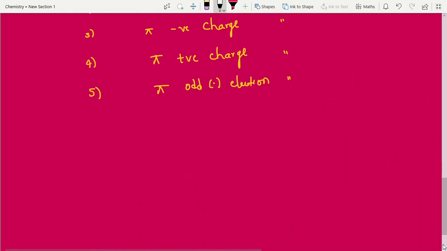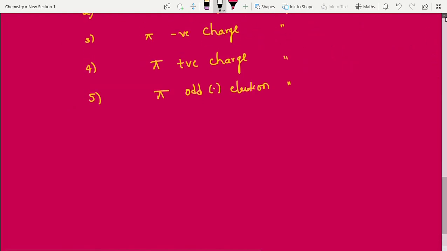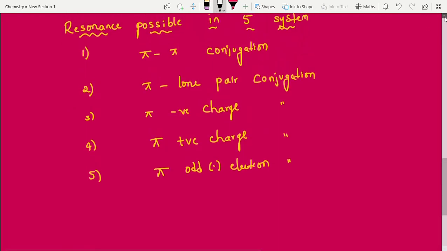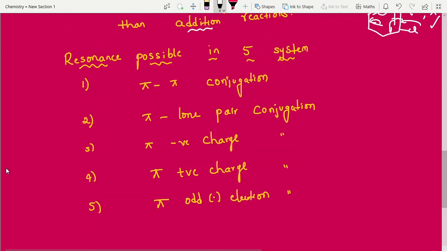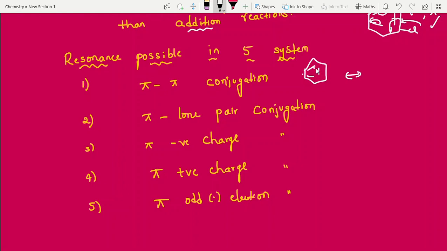Okay, next I have written the types. Types of resonating structures: resonance is possible in 5 systems. Pi conjugation, which we just saw in benzene. The pi electrons move here, here and here. Finally, what are we getting? This structure, due to pi conjugation.